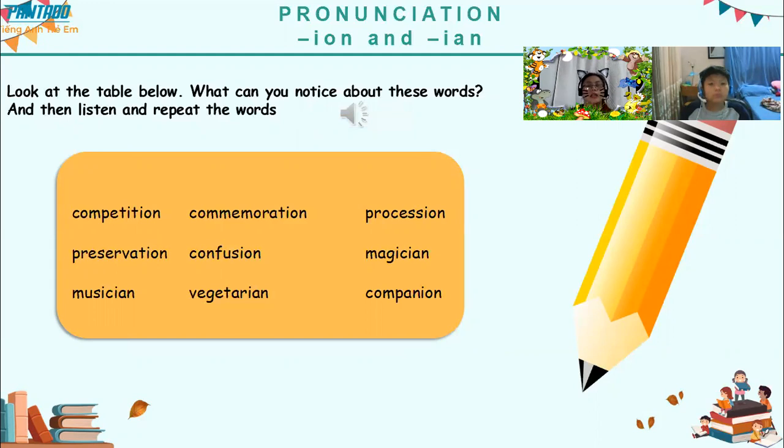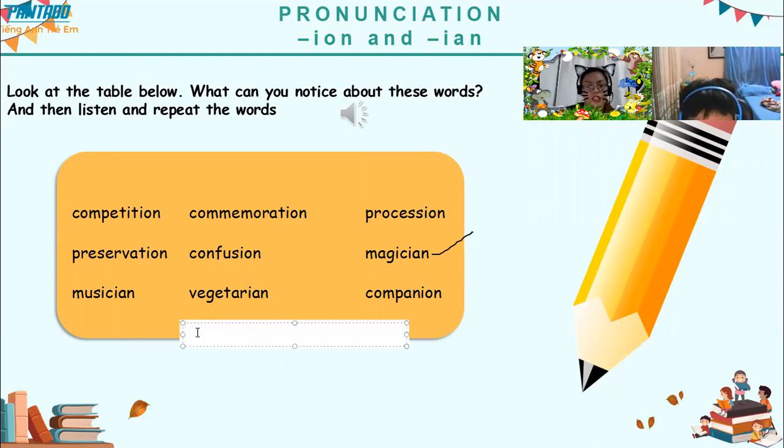Okay. Now, I want you to pick one word, only one word, and use it in a sentence. I really like a magician. I really like to eat vegetarian. Oh okay. I think I misread this one. Oh wait, a vegetarian is a type of person.